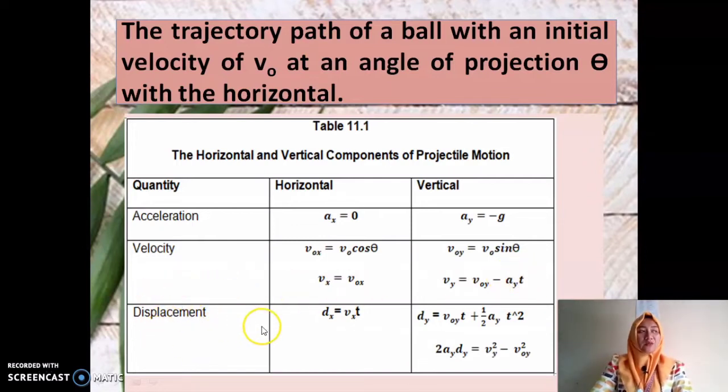For our displacement, we can use these formulas. Displacement in horizontal is equal to the velocity in horizontal times the time. For the vertical component, the displacement is equal to the initial velocity in y times t plus 1/2 acceleration in y times t squared. Or we can manipulate this equation: 2 times acceleration in y times displacement in y is equal to velocity in y squared minus initial velocity in y squared.